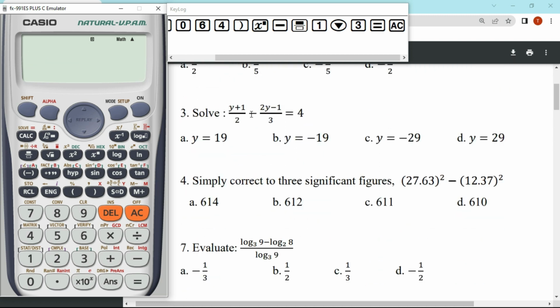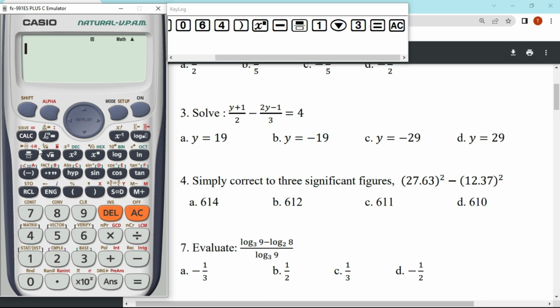Question 3, we are asked to solve what? (y plus 1) all over 2 minus (2y minus 1) all over 3 is equal to 4. Mind you, if you're inputting this into the calculator and you input y, the calculator doesn't understand it. It takes it as a figure, it doesn't take it as a variable. So in this case, I'm going to replace y by x. So I'll now input the equation I have here directly into the calculator, just like that.